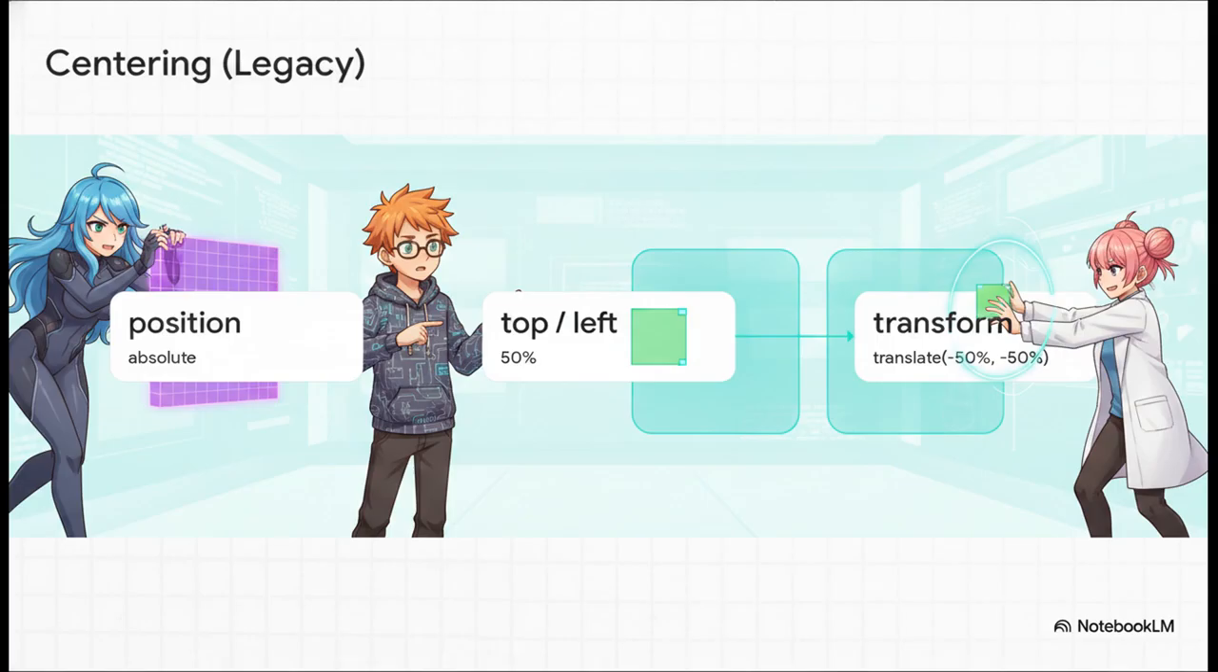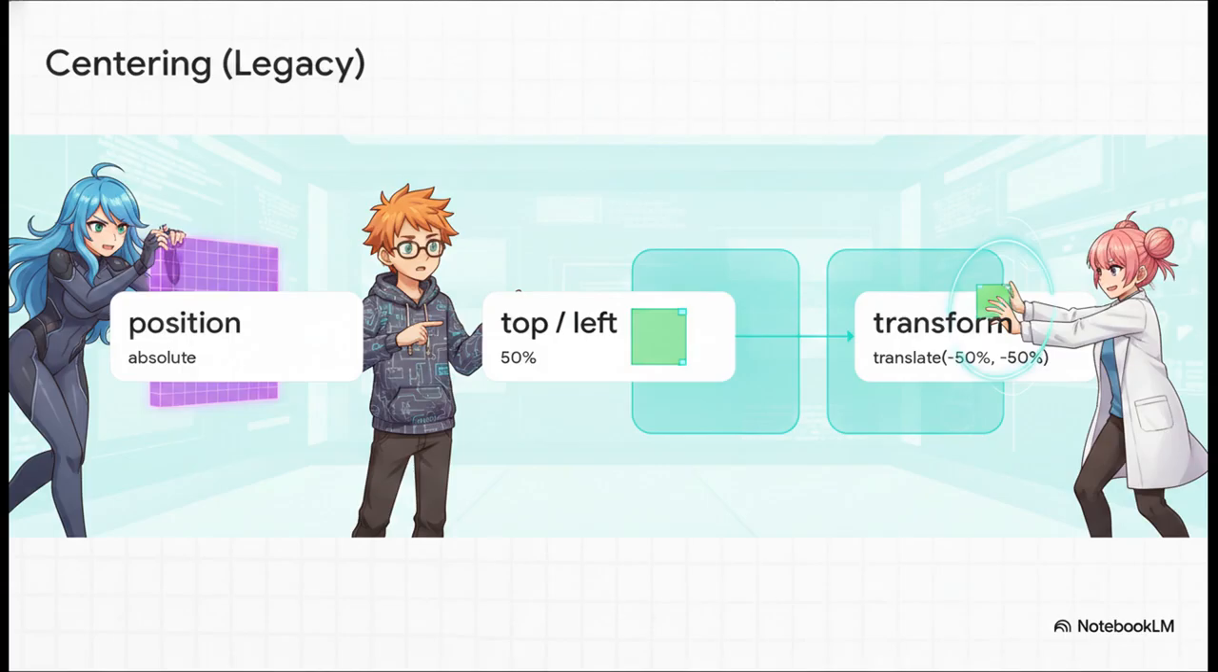Let's walk through the classic, slightly hacky way in CSS. Step 1. We use position: absolute. This aggressively rips the element entirely out of the normal document flow. Step 2. We write top: 50% and left: 50%.